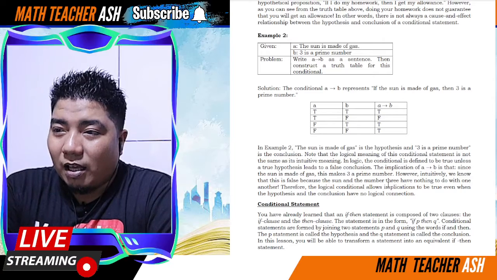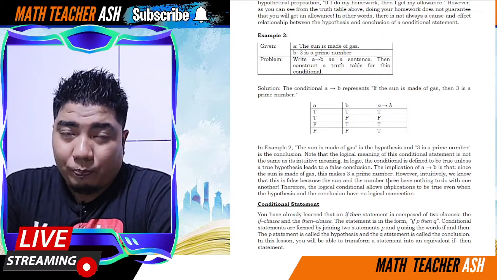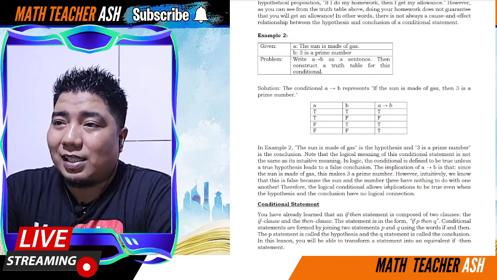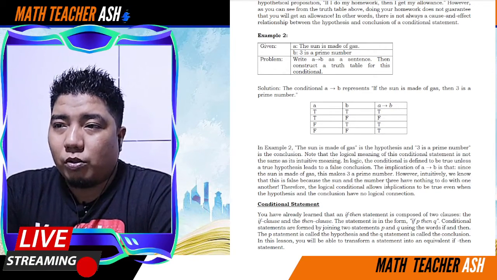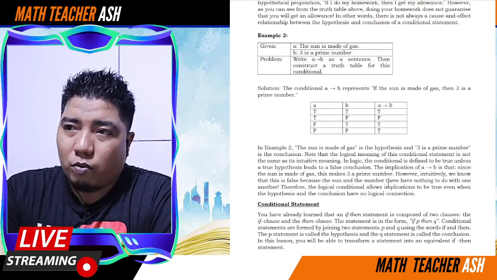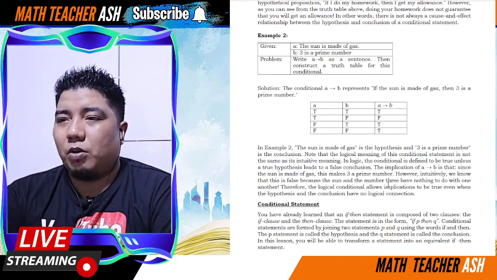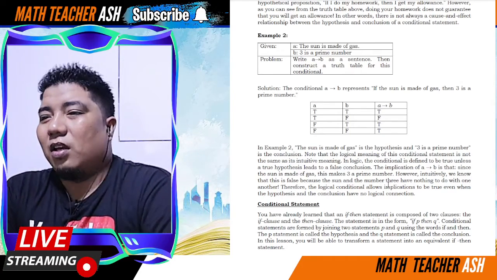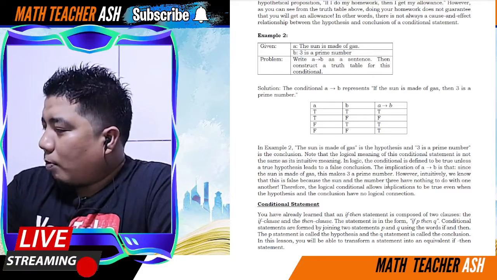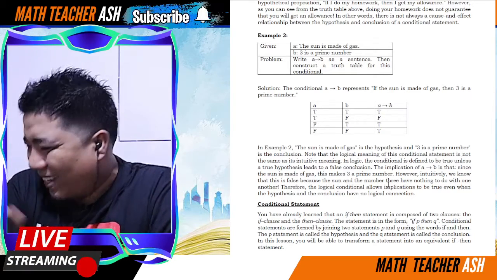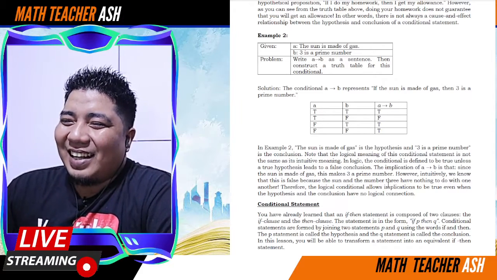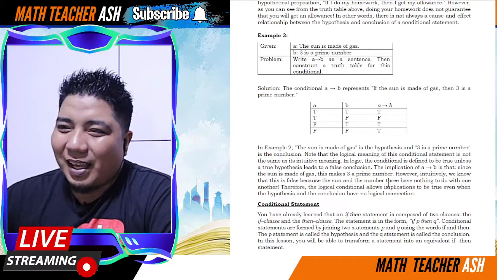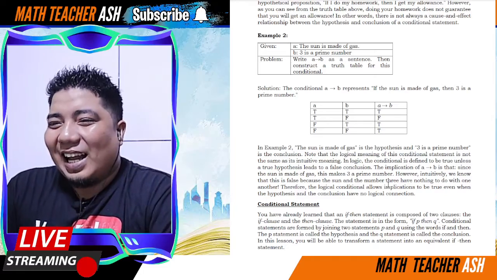So technically, when we say true, true, true, still acceptable because the sun is made of gas, true. 3 is a prime number, true. So if they are both true, magiging true pa rin yun. However, logically, nakakabobo yun. Okay. Alright. Ay, ewan ko na lang. Alright. Easy, right? Basta easy lang talaga ito.